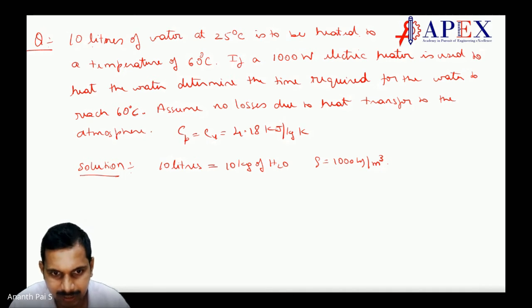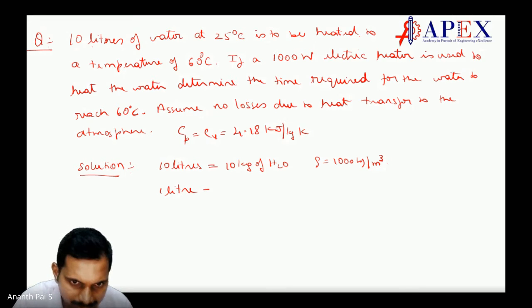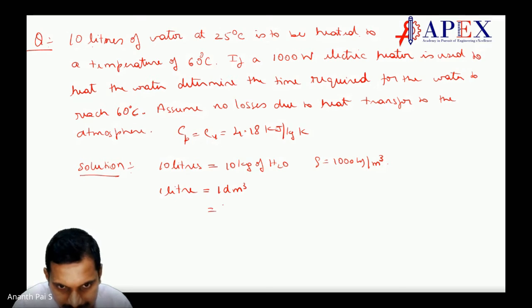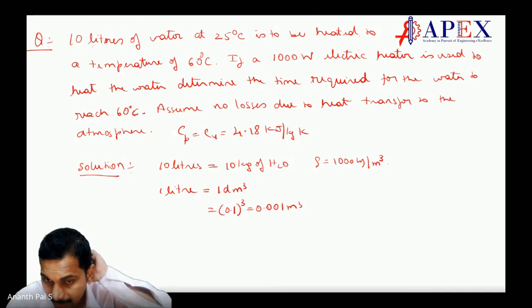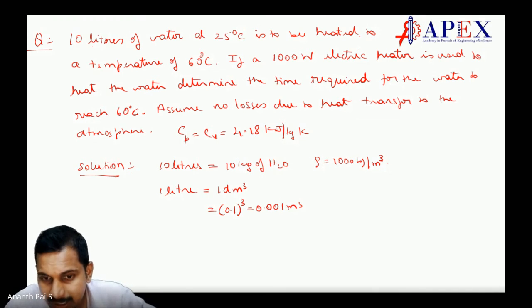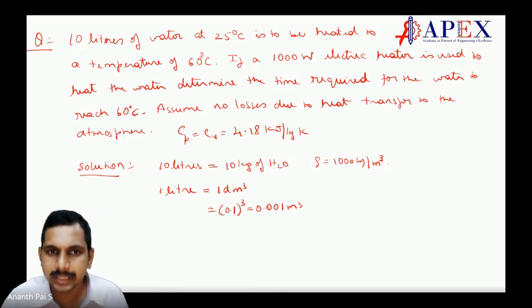That is why this comes, because 1 liter is equal to 1 decimeter cube. Deci is 0.1, the whole cube, that is 0.001 meter cube. And since 1 meter cube has 1000 kg, 1 liter, which is 1 decimeter cube, is 1 kg. So 10 liters is 10 kg.